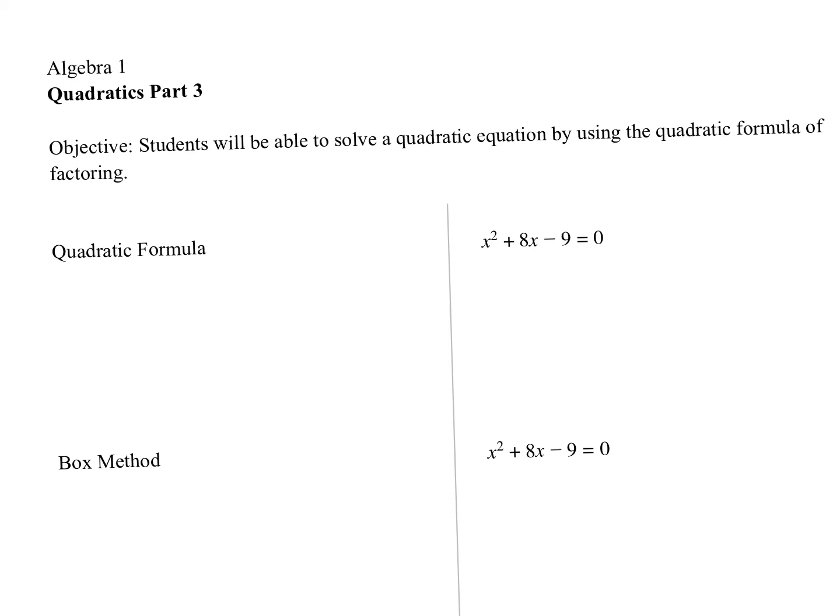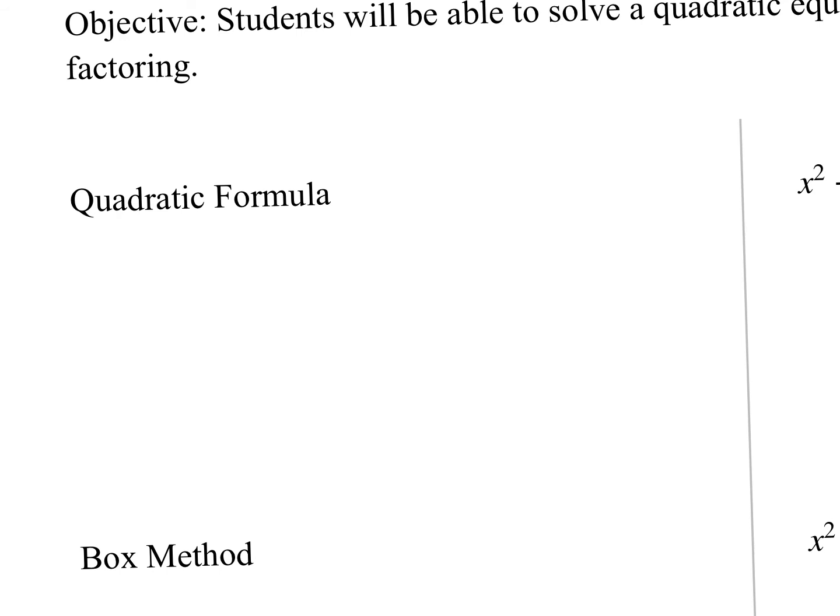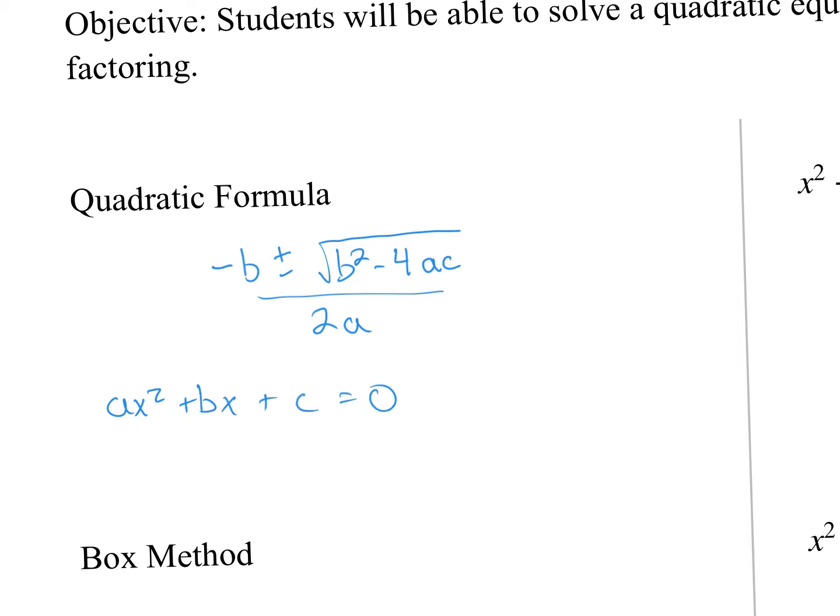Okay, so quadratics part 3 is just a review of everything that we know. First things first, the quadratic formula. This we should know or have written down somewhere. I'm not going to force you to memorize it, but you need to have this written down. It is negative b plus or minus the square root of b squared minus 4ac, over 2a, and that comes with the standard form being ax squared plus bx plus c equals 0. So the quadratic formula uses that.